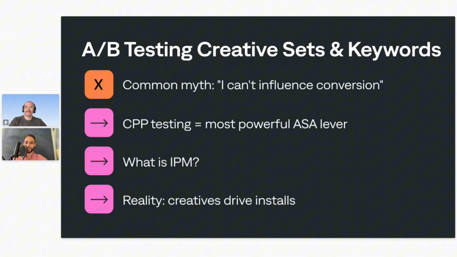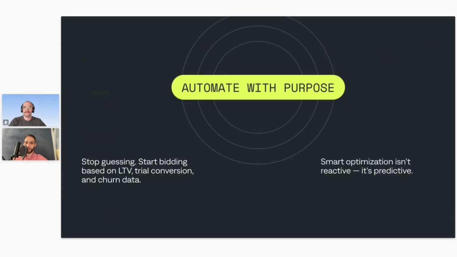So yeah, all right, let's talk automation. The old way of managing Apple Search Ads was setting a CPI goal, tracking installs, and adjusting bids up and down accordingly. But if you are a subscription app, installs don't mean much unless they lead to revenue. So the modern and smarter approach is to build your automation logic around real value, not something that doesn't matter.